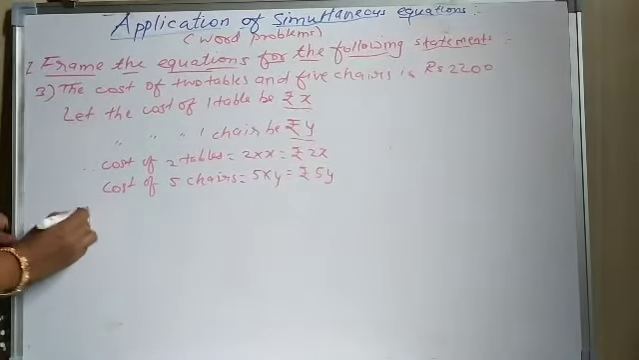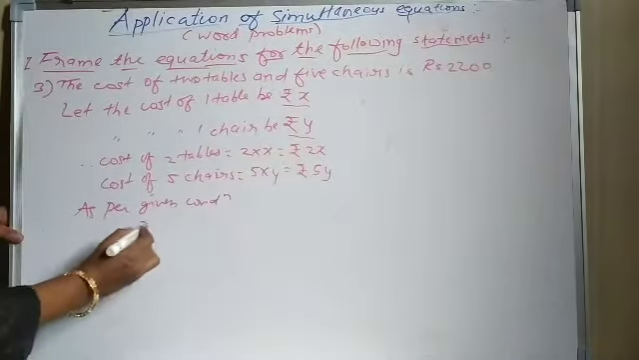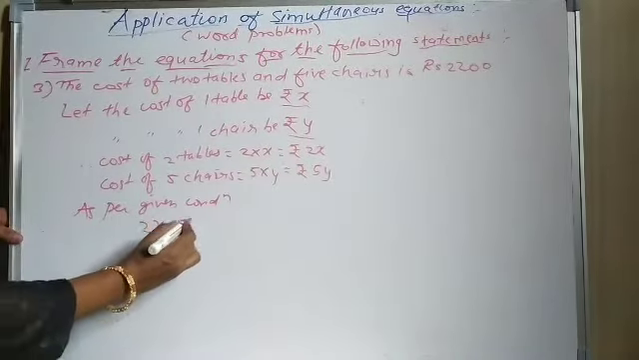Now as per the given condition, the cost of 2 tables and 5 chairs, the total cost, is given as 2200. So the cost of 2 tables, 2x, and 5 chairs, 5y, is equal to the total cost, which is 2200. So this is the equation for this sentence. This way you have to frame the equation.